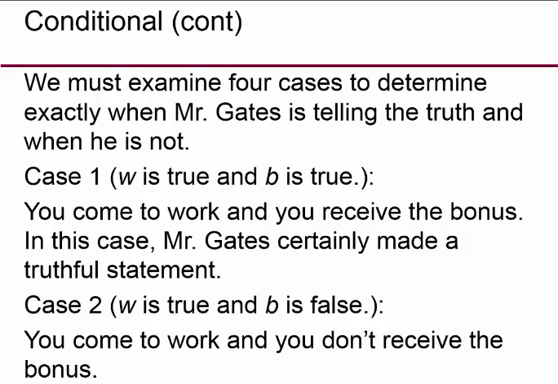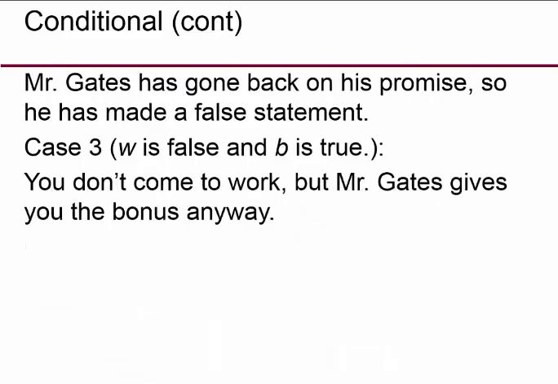So we must examine 4 cases to determine exactly when Mr. Gates is telling the truth and when he is not. The first case, W is true and B is true. So you come to work and you receive the bonus. In this case, Mr. Gates certainly made a truthful statement. Case 2, W is true and B is false. You come to work and you don't receive the bonus. So Mr. Gates has gone back on his promise, so he's made a false statement.